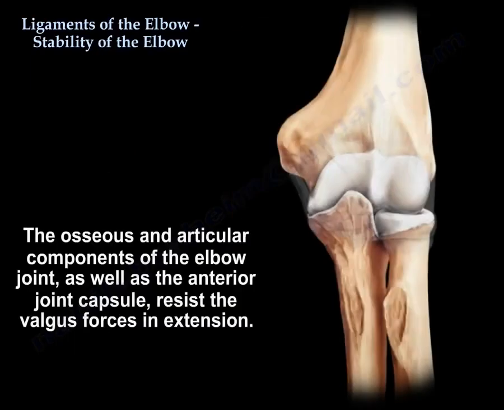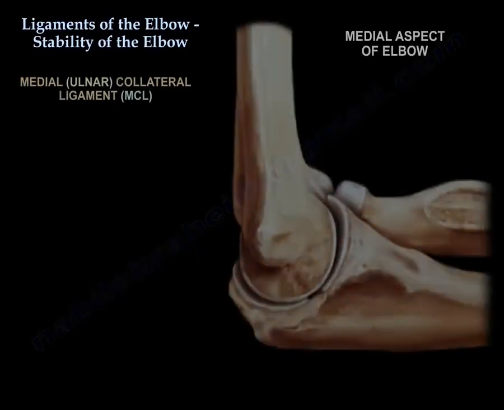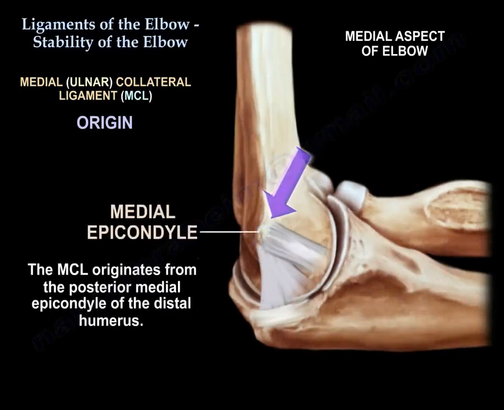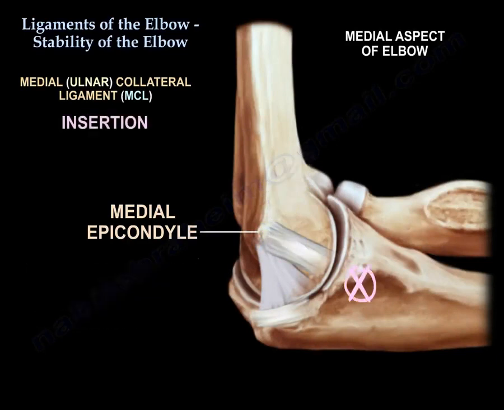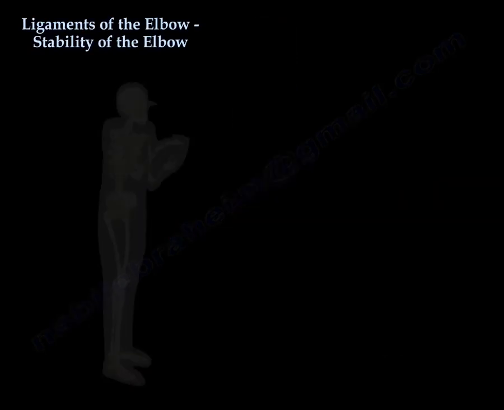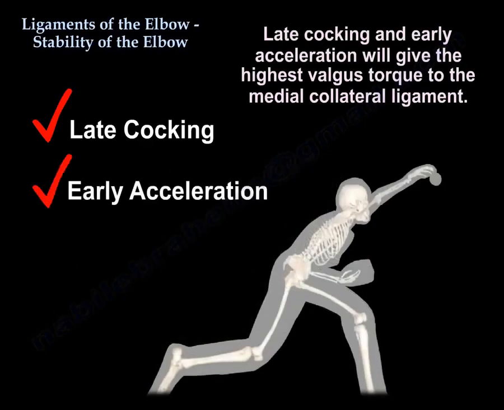The osseous and articular components of the elbow joint, as well as the anterior joint capsule, resist valgus forces in extension. The MCL originates from the posterior medial epicondyle of the distal humerus. It inserts into the sublime tubercle of the medial coronoid process. Late cocking and early acceleration will give the highest valgus torque to the medial collateral ligament.